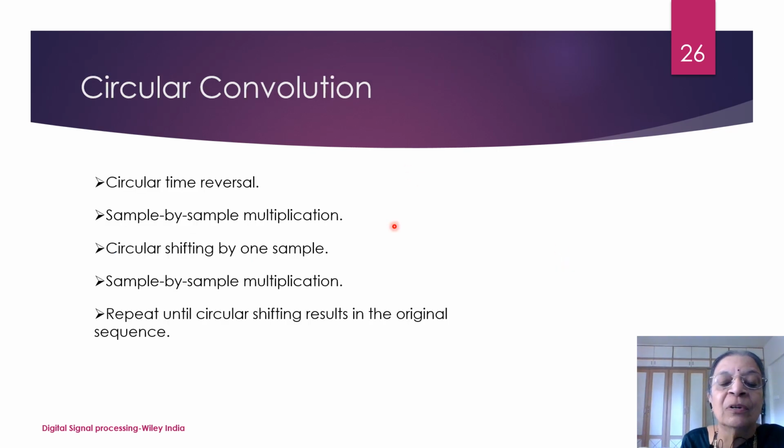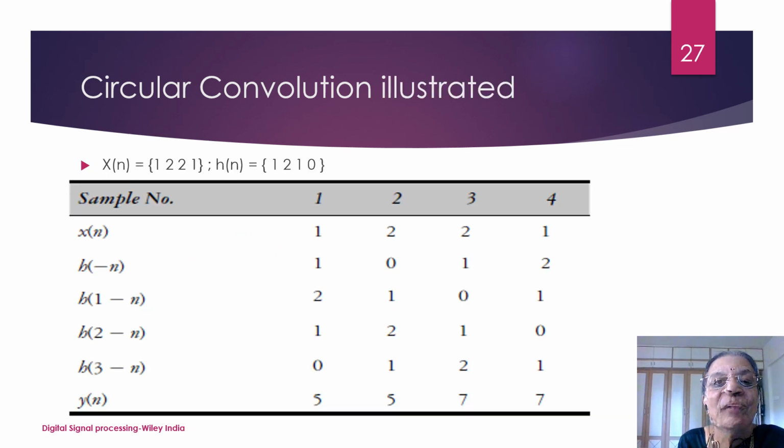Circular convolution. So how will circular convolution be carried out? Firstly there will be time reversal, then sample by sample multiplication, then we circularly shift the sequence by one sample as we have just seen. Then again sample by sample multiplication, and repeat until circular shifting results in the original sequence. The number of steps is the same as for convolution. This we know. The only thing is, in this case we will have to do circular time reversal and circular shifting. Now let us see how it works.